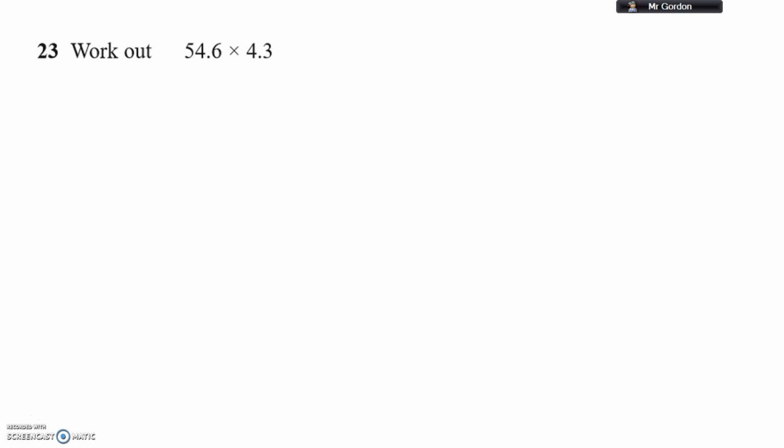So let's not deal with any decimals. Let's move these decimal points out of these numbers. Like switch them out. Move them out. So one space there, one space there. This is going to give us a much easier sum to do, hopefully.